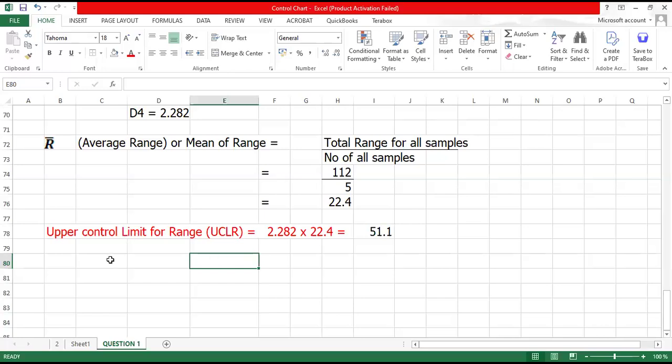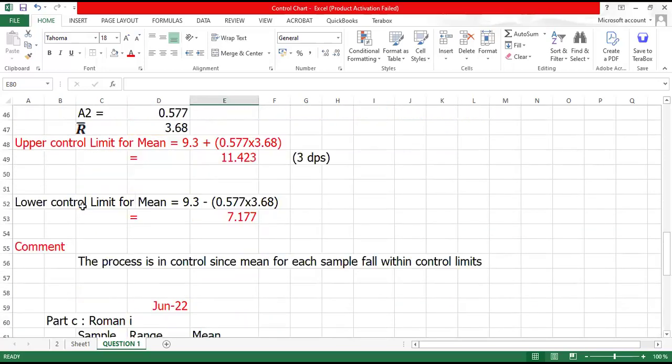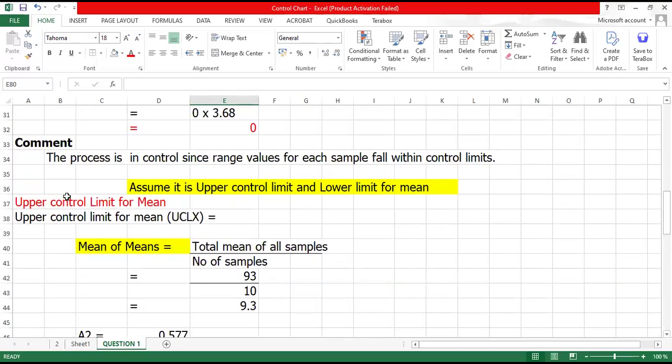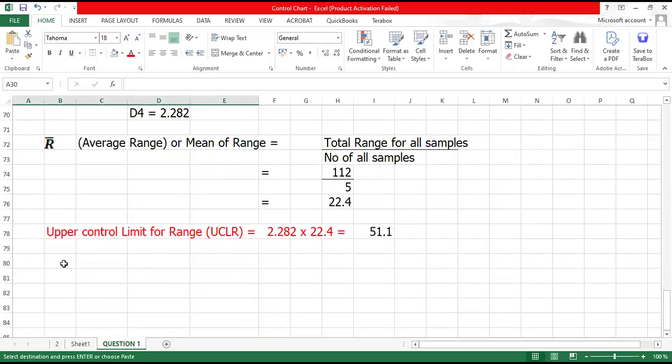Okay. So how do we get lower limit? Now we are done with upper limit. Let's get lower limit for range. The formula is here. Lower limit for range. That is the formula.